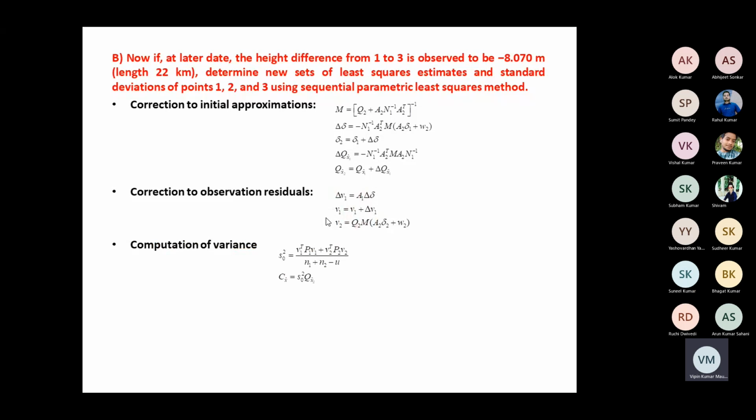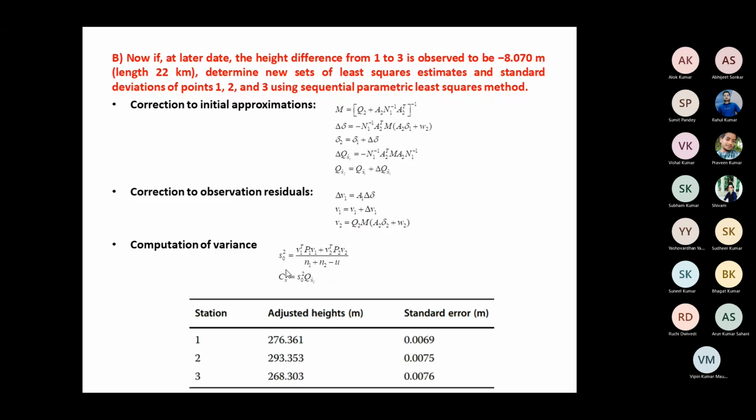Similarly for our case, when you are including a new observation, the S0 squared value will change, and the covariance matrix will be computed like this. Because you have the Qx2 value, you can directly compute Cx here. So these will be the actual results, finally, after including the next observation. This will be the answer.